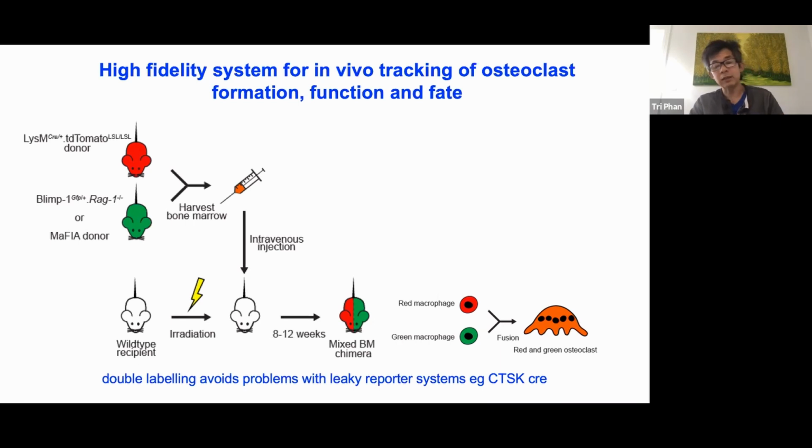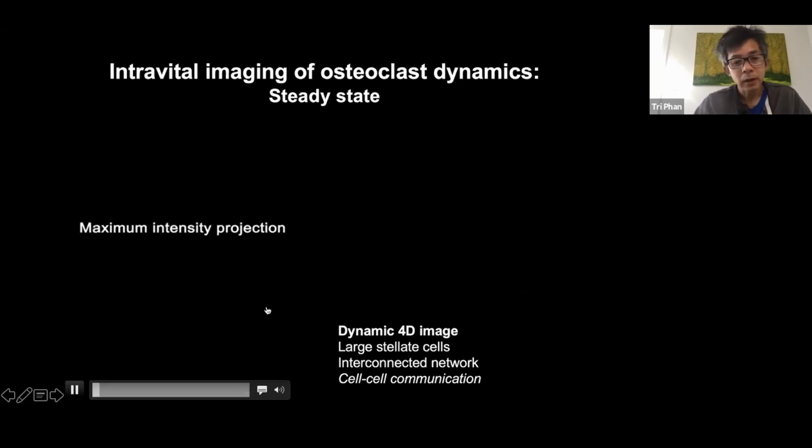Okay, and one of the great things we think about this, and why we came up with it, was that we had tried imaging osteoclast reporter mice, but unfortunately they were quite leaky and we couldn't be sure that we were looking at osteoclasts.